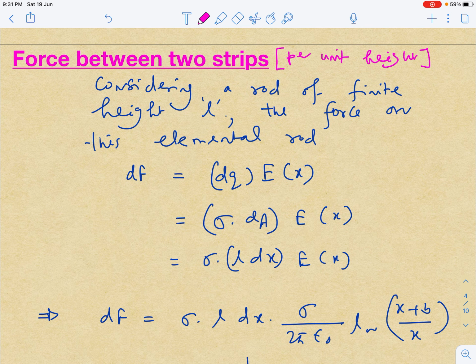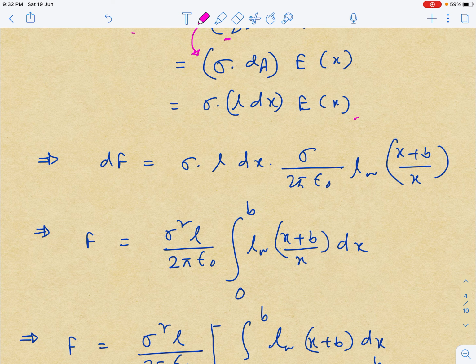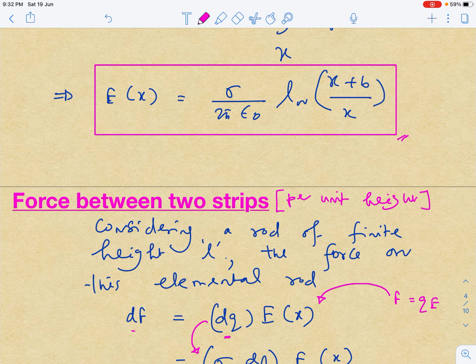So considering the rod of finite length or finite height L, the force on the elemental strip will be equal to, force equal to what? We know F is equal to Q into E. So I'm just applying the same formula for the elemental portion. So dq is the charge on that rod of length L into E of x. So dq can be written as sigma dA into E of x. What is dA? dA is L dx. Alright. So from there, you can check here, dF is equal to sigma L dx into E(x). We already figured out the value of E(x), so we'll substitute here.